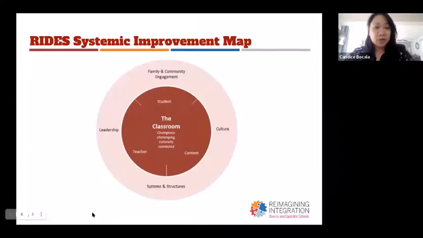And what we also do is work across different levels of the educational system. So here on the systemic improvement map, we always think about the classroom. We always think about the impact on our students. But outside of the classroom, we know that there are systems that support that strong classroom experience, including leadership, systems and structures, families and communities, and culture. And I think today's topic really touches upon the connection between leadership and teaching and systems and structures that can be put into place to best cultivate the teacher's capacity to really implement practices in his or her classroom that make a difference for our students.